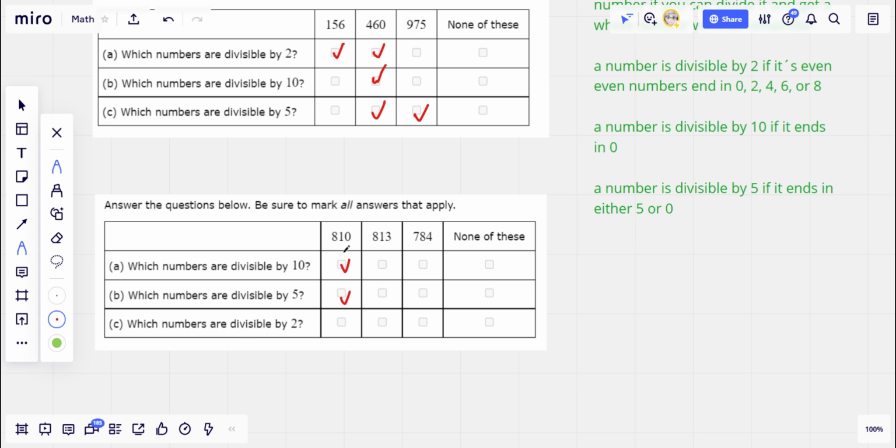And which numbers are divisible by 2? We're just looking for the even ones. 810, that's an even number, ends in a 0, not 813. 784, that ends in a 4, that is even. And there we go. So that's a little bit of work with divisibility by 2, 5, and 10.